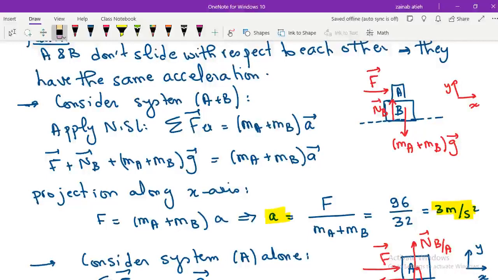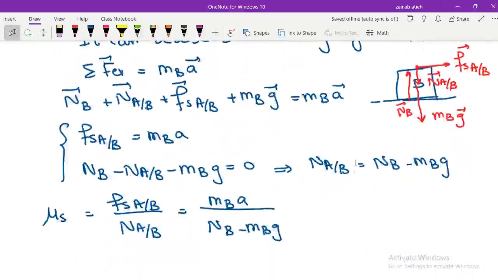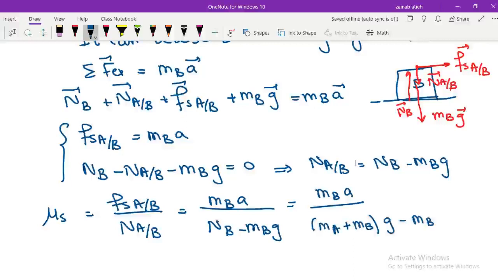So, let me move down. Okay, so NB, I have said that in my case, is equal to MBA over MA plus MBG, minus MBG.